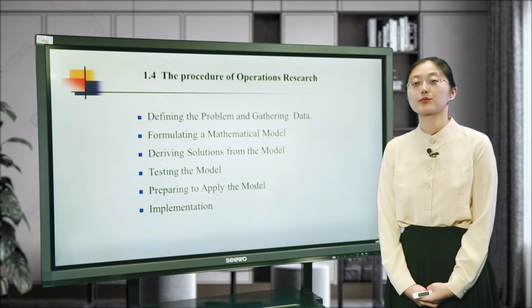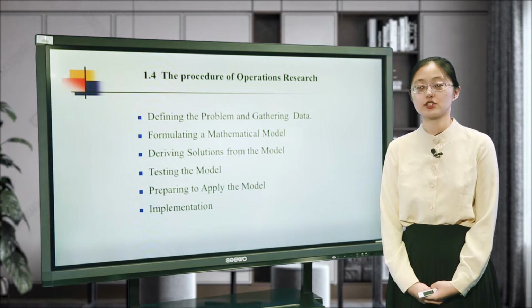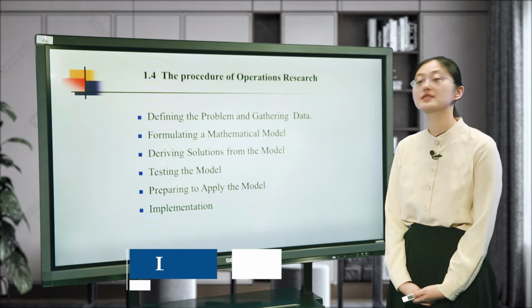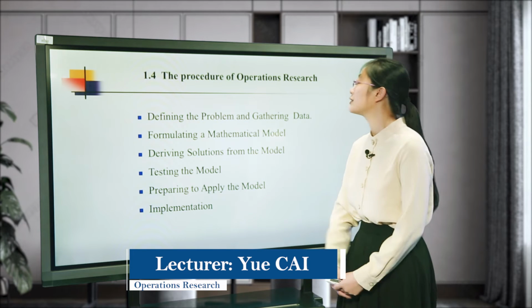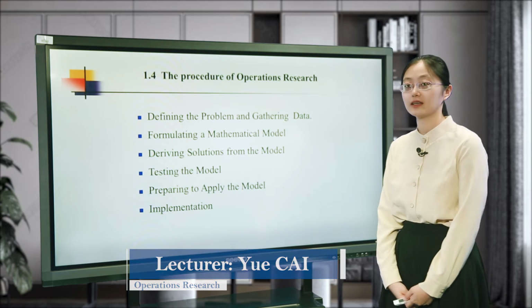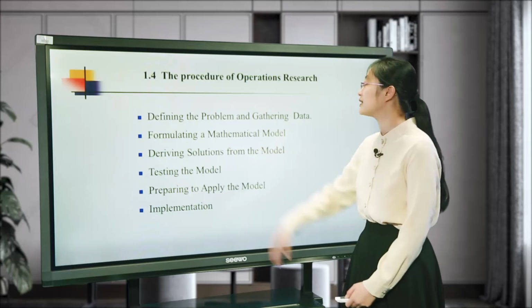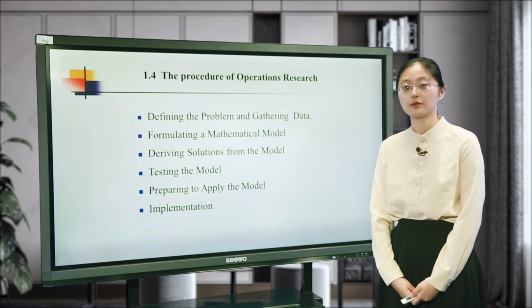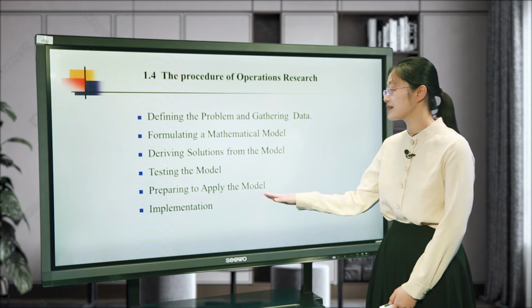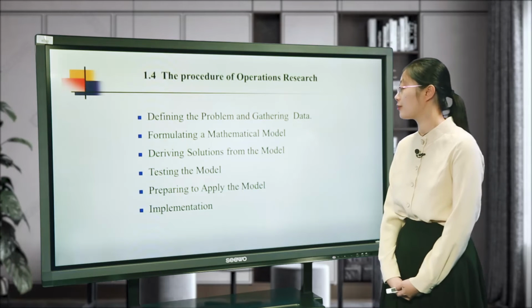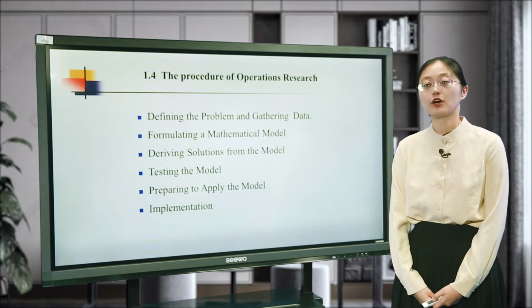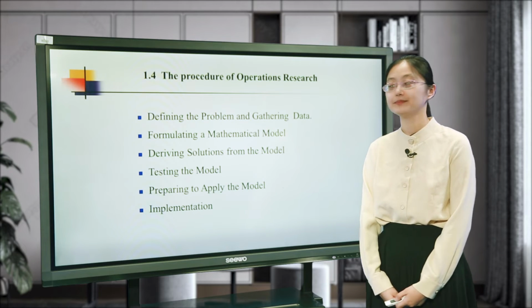Next, we talk about the procedure for operations research. The procedure of operations research basically includes these steps. First, defining the problem and gathering data. Second, formulating a mathematical model. Third, deriving solutions from the model. And next, testing the model, preparing to apply the model, and then implementation. Next, we'll talk about the details one by one.